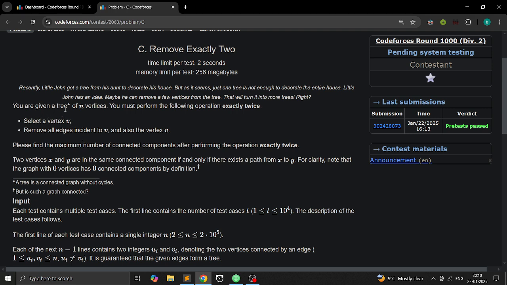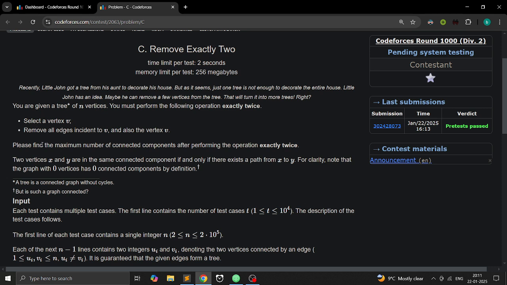You are given a tree of n vertices. You must perform the following operation exactly twice. So we are given a tree of n vertices, and on the tree we have to perform some operation twice. The operation is that we have to select a vertex v and remove all edges incident to v and also the vertex. So we have a tree initially and we have to remove two vertices from it, deleting those two vertices and their adjacent edges.